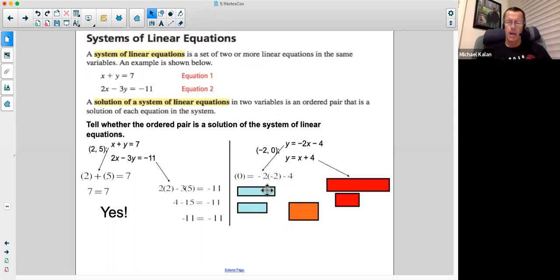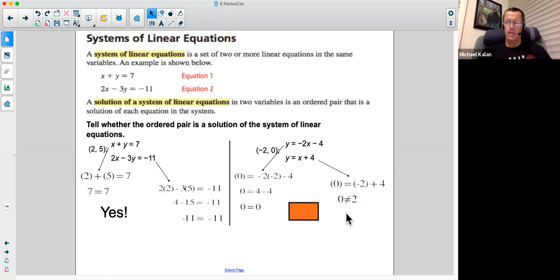When you plugged in negative 2 for x and 0 for y, you got 0 equals 0. Great, that makes the first one true. And when we plug in over here, it does not make the second one true. Oh, that should be a negative there, shouldn't it? No, it should be positive. Excuse me. Negative 2 plus 4 is positive 2. Even if it was negative 2, it's still not equal to 0. So is negative 2 comma 0 a solution to the system? No. Is it a solution to the first equation? Yes. But it's not a solution to both, and it has to be both to be a solution to the system.